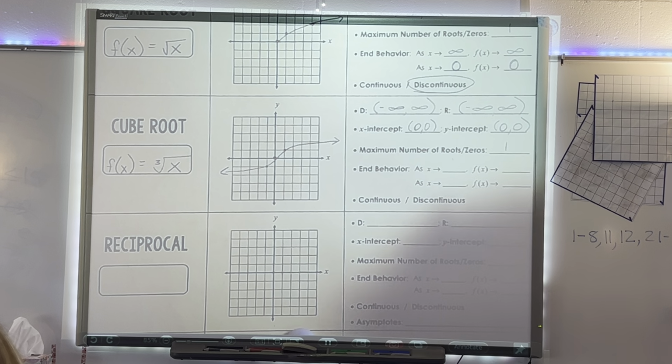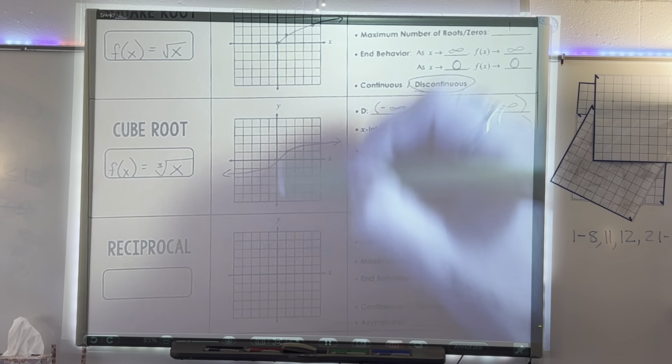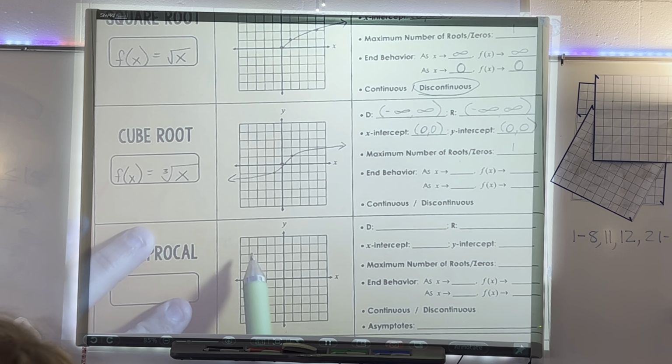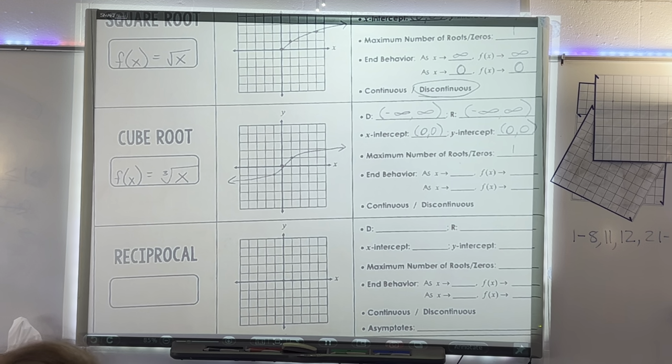It is only one. Even though the cube can do three times, it can go up and down this way. Even if I do this way, it's still only going to cross once. Does that make sense? If it does like that, it's still going to just cross the x-axis only one time. Does that make sense to y'all?